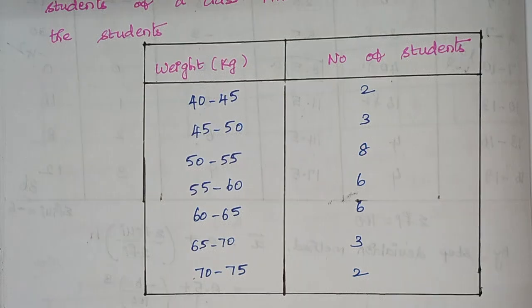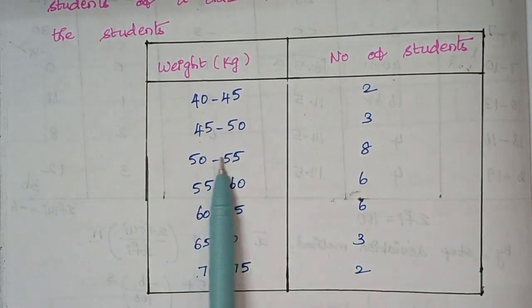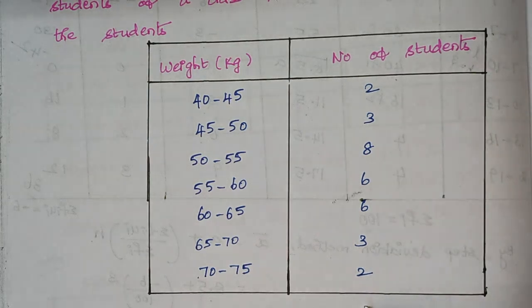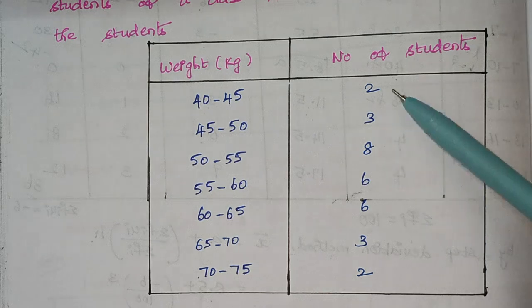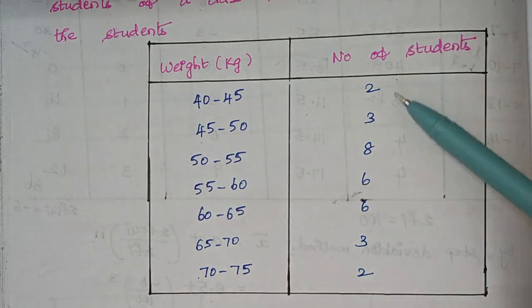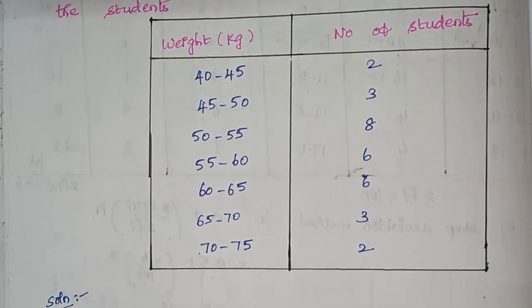Here the intervals are perfect, right? They have a continuation 40 to 45, 45 to 50, 50 to 55. And here we are having number of students. Again when you look at the frequencies, you see the numbers are randomly placed. They are not in ascending order. So the frequency value is given. We have to find the cumulative frequency.